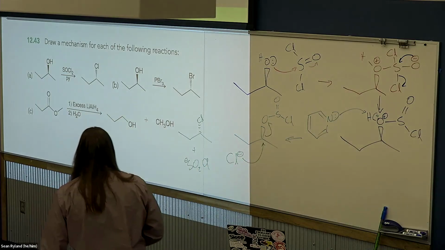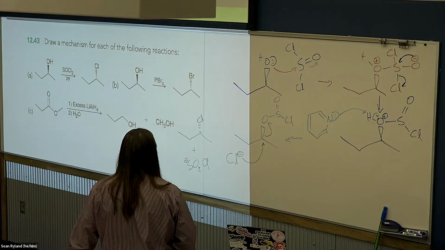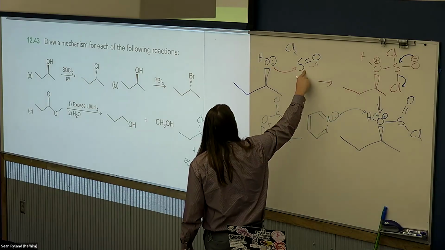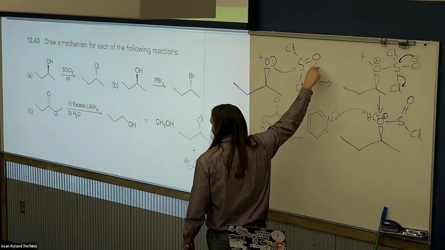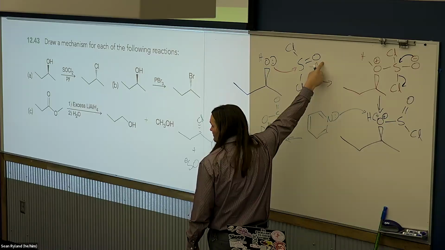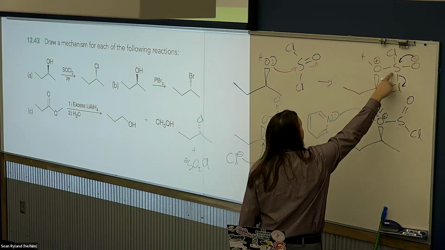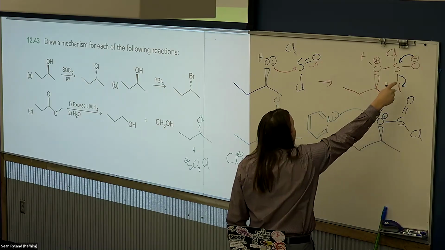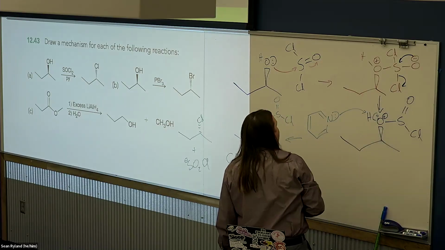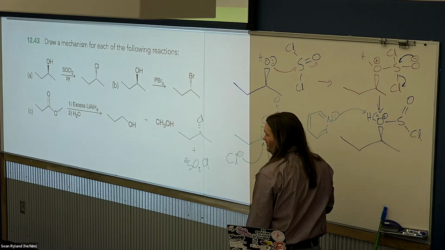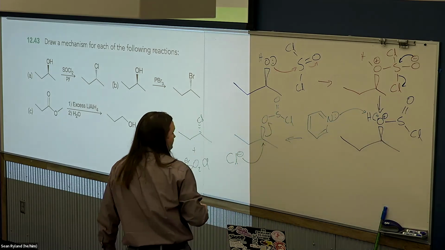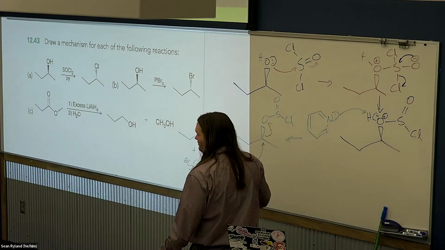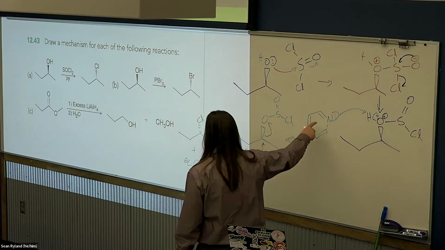Alright, so this first one is the trickiest one. Oxygen attacks the sulfur. Sulfur oxygen pi bond breaks. We get this tetrahedral intermediate for a second. Then it boots off the chloride and reforms the sulfur oxygen double bond. Now we've got an oxygen with a positive charge on it, so we just deprotonate it. That's what the pyridine is for.